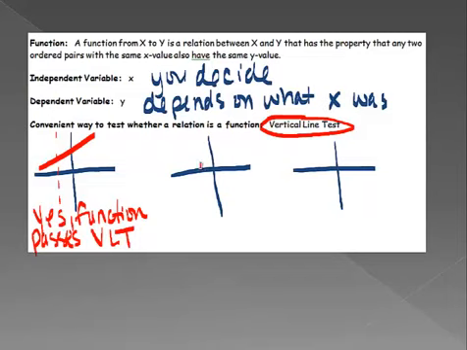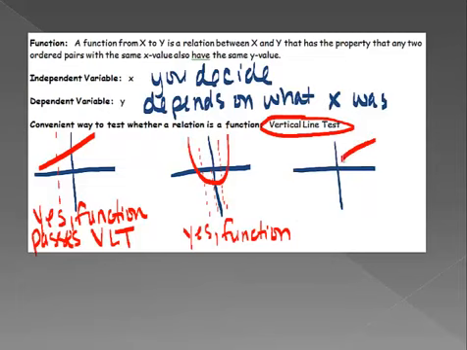Okay, let me show you another graph. Parabola. Again, let's look at this vertical line. Should only hit my graph once. Look at this other vertical line. Another vertical line. So yes, this is a function. Why? Because of the same reasoning.